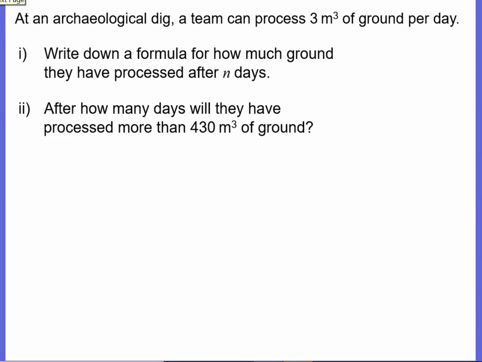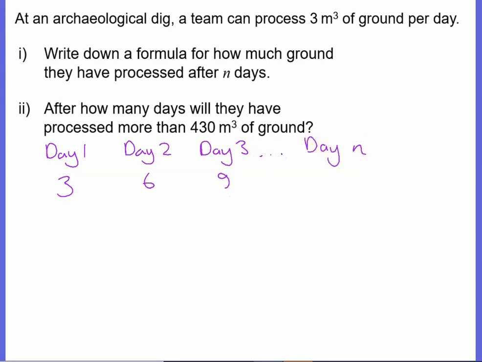So at an archaeological dig, a team can process 3 cubic meters of ground a day. Write down a formula of how much ground they've processed after n days. Okay, so like before, we're just going to write out the formula. So day 1, that is 3. Day 2, that would be 6. Day 3, 9, and that's going to keep going. And what we're looking for is day n.